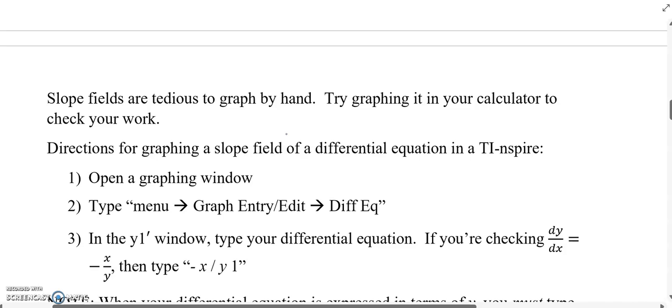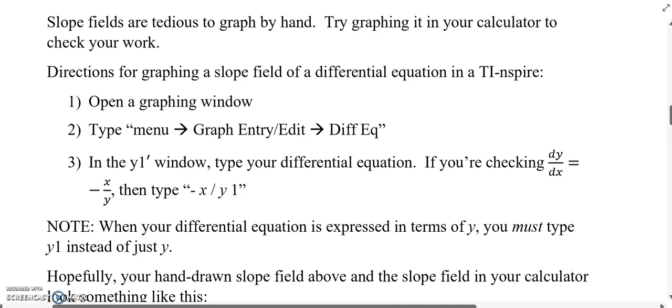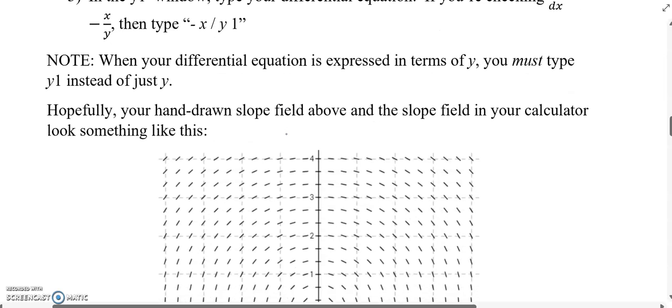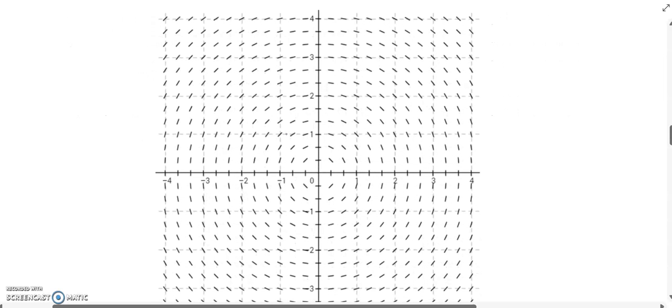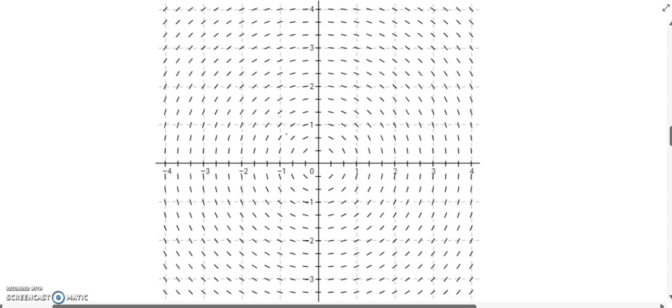Here are some instructions on how you can graph a differential equation in a TI-Nspire. I'm not going to spend time in this video going through that. You can find a video online that will explain that. But the result should look something like this. Okay, so you can see that this is a much more detailed slope field than what I was doing by hand. And that's what technology is good for. It's good for doing things that we don't want to do by hand. We would never want to graph this by hand, but now that we have it, we can definitely see those solution curves in the shapes of circles centered at the origin.